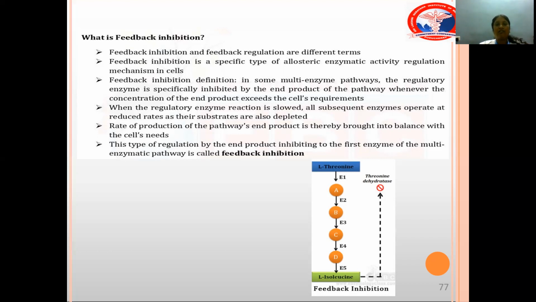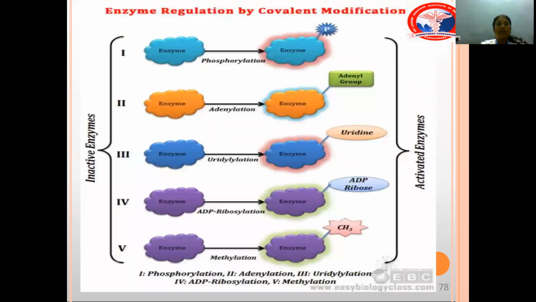When the regulatory enzyme reaction is slowed, all subsequent enzymes operate at reduced rates as their substrates are also depleted. So when the end product is formed in the multi-step pathway, it will go and inhibit the first reaction, or the rate limiting reaction. When that is slowed, all the other subsequent enzymes will also operate at a reduced rate. So the rate of production of the pathway's end product is thereby brought into balance with the cell's needs. This type of regulation, which inhibits the first enzyme of the multi-enzymatic pathway, is called feedback inhibition.